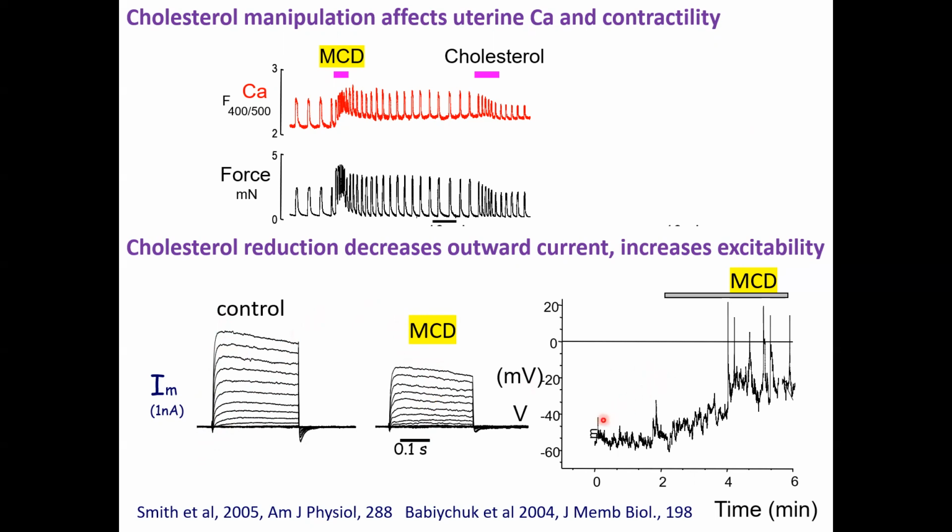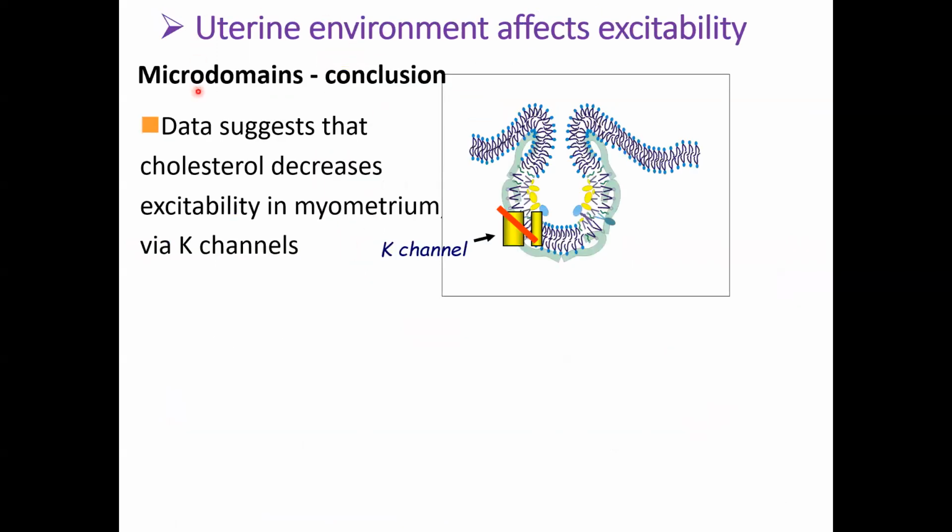And if you switch to current clamp mode, what you can see is as we start to deplete cholesterol, increases in excitability, and then a firing of action potentials, which is what is underlying these changes here. So micro domains, microenvironment, in this case, the caveoli, are really important for signaling as part of the EC coupling process. And our data suggests that cholesterol decreases excitability in the myometrium.